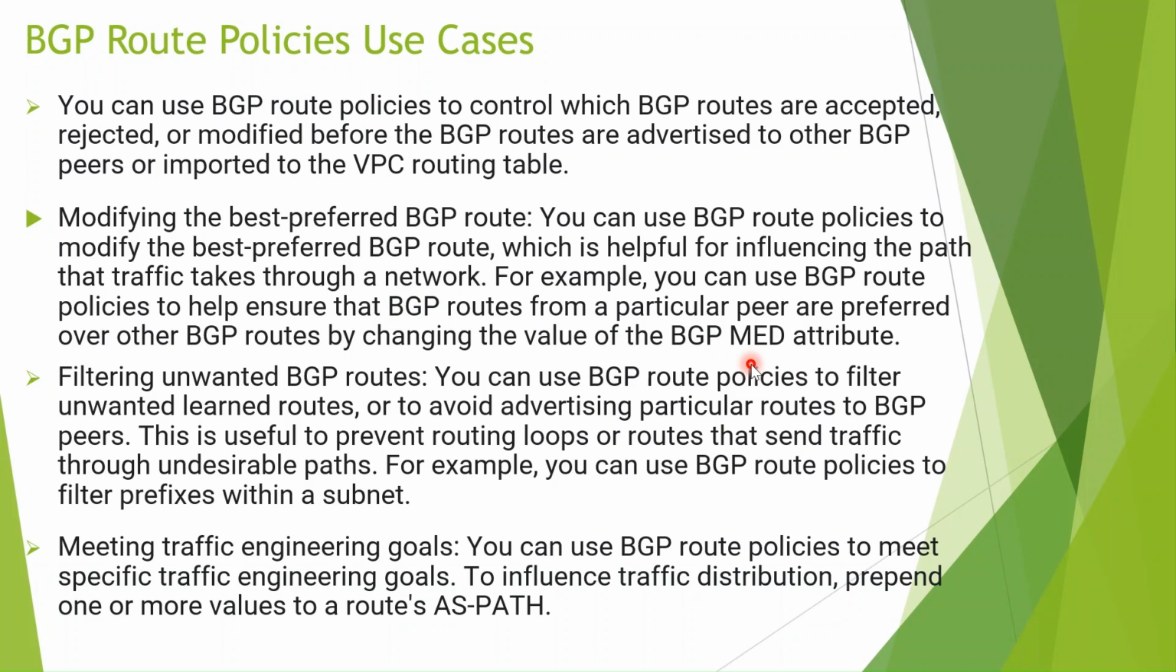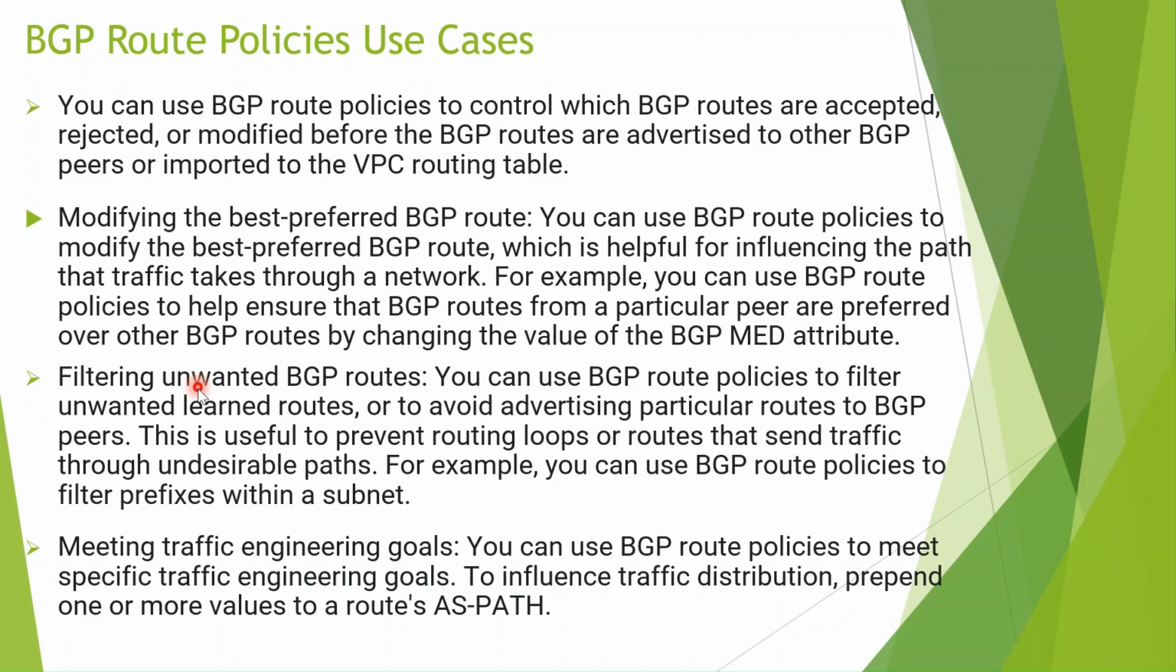If you have two routes and both have the same MED, say 100, as of now, and you want to make one path preferred over another, you can increase the MED value on the one you don't want to be preferred. You can make it 200 or 300, and the one with 100 will be the preferred one for you.